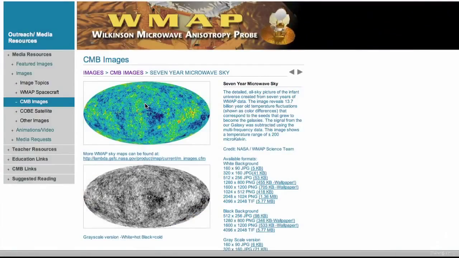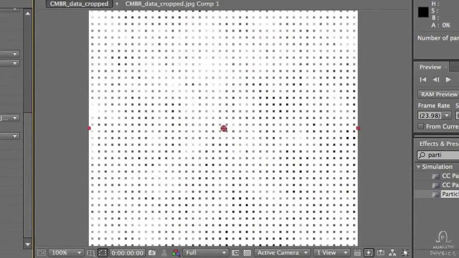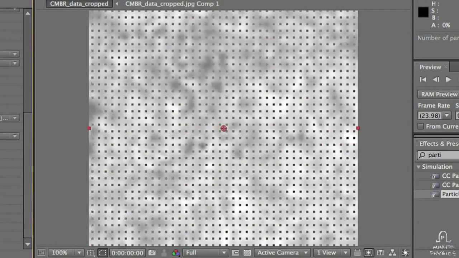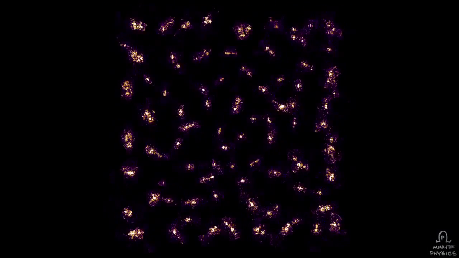Simple. I began with a real image of the universe about 13.7 billion years ago, and used it to tell a particle simulator which particles should be lighter and which should be heavier. This simulates the slight variations in density of the early universe. Then I turned on a little bit of gravity, and watched the particles go.